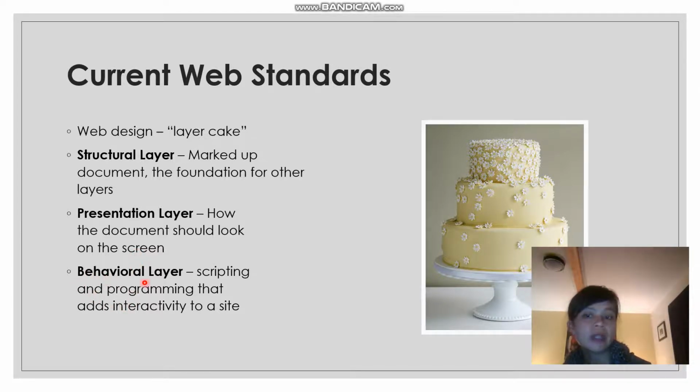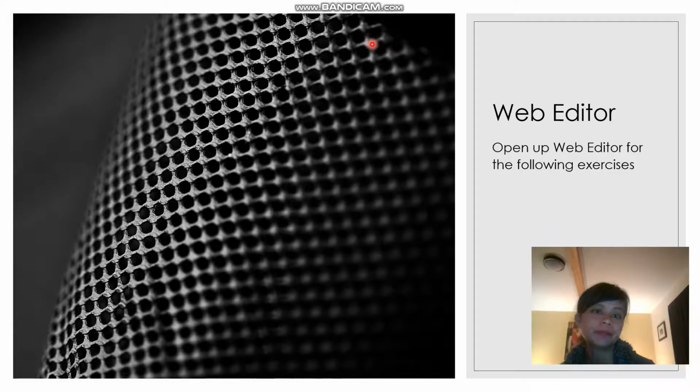And then you have the behavior layer, which is scripting and programming that adds interactivity to the site. This should be handled by PHP or JavaScript, and that is a separate layer. We're not doing JavaScript in this course, but it's important to understand that it is one of the layers of websites. In this course we're going to learn the structural layer and the presentation layer: structural being the HTML, and presentation being the CSS, which has to do with the style of the page.